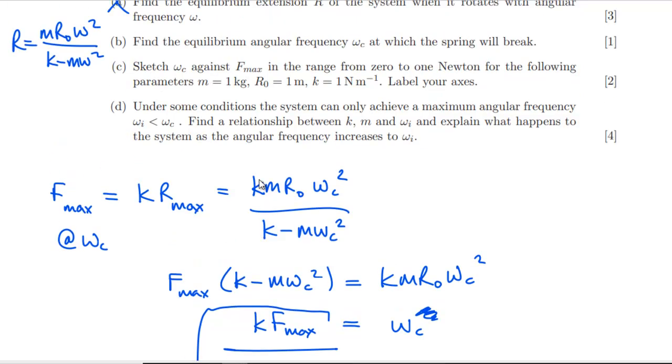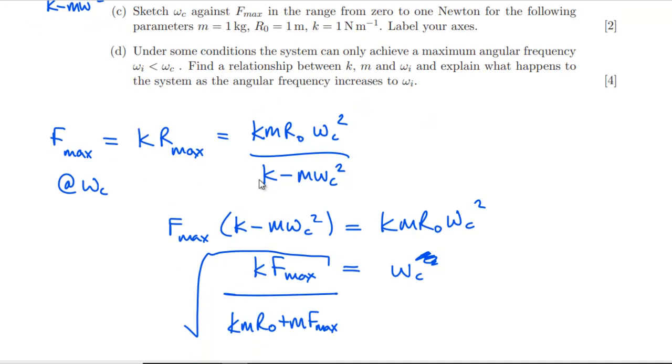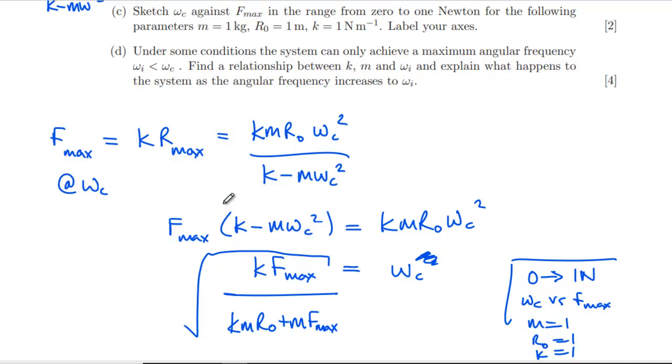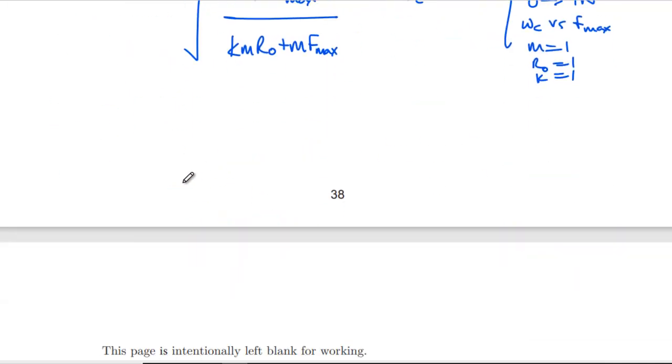Sketch omega c against F max in the range from 0 to 1 Newton. Right, so what are all our bits here? We've got 0 to 1 newtons. We're doing omega c versus F max. We've got M is 1, R0 is 1, K is 1. Okay. Right, that shouldn't be too bad. So we only need to worry about positives on these. So that is F max, we're going from 0 to 1. This is our omega c.